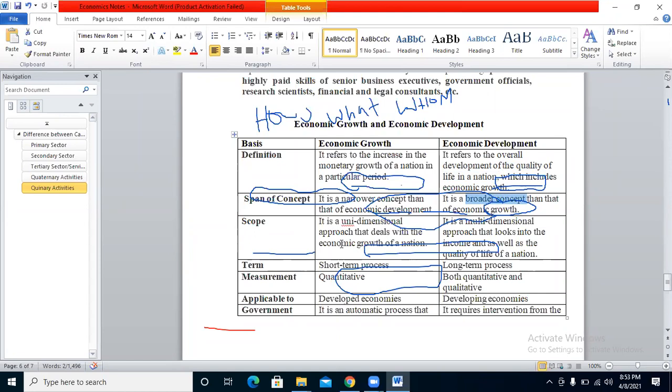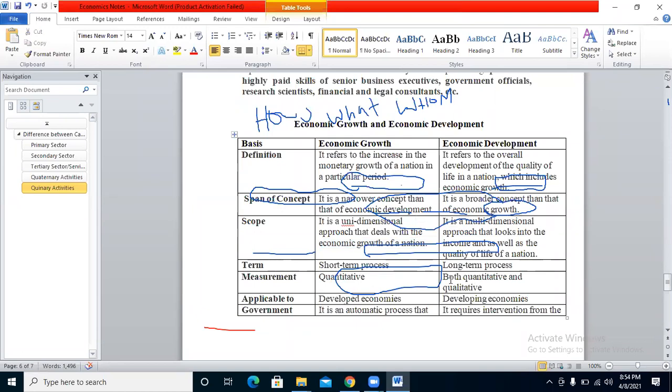Economic growth deals with the nation's economic activity within a year, while economic development is the multi-dimensional approach because it covers the entire economic activity, like poverty, education level, health, infrastructure development, or any social security development in the country. So this is the multi-dimensional approach.